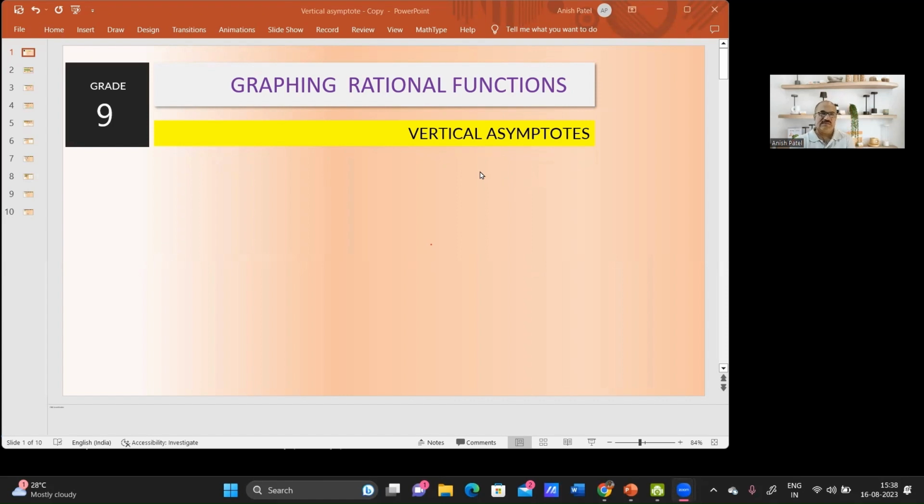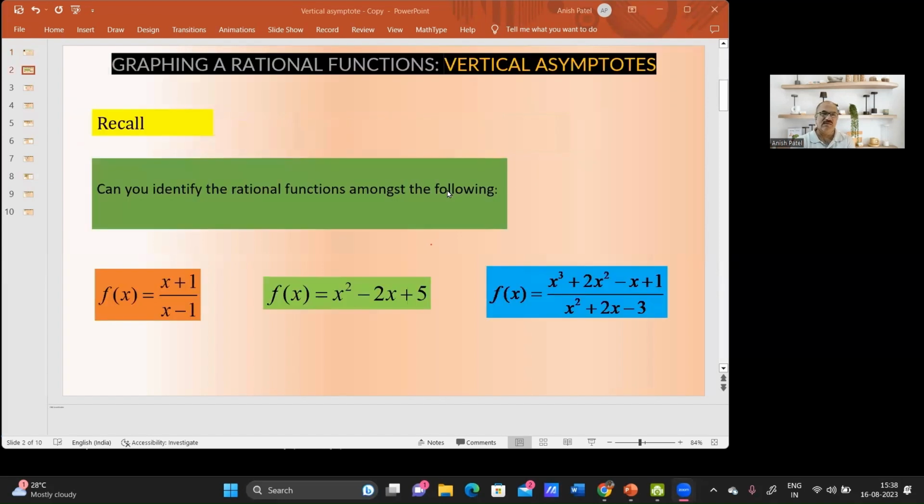So, when we say it's a rational function, quickly recall: can you pick which of these three functions are rational and which are not? You can reply with the color, whether it is orange, green or blue. So which are rational and which are not? Yes, Jim. Very good. Yes, nice, Elena. So all of you are saying that this function in green is a polynomial. Very good.